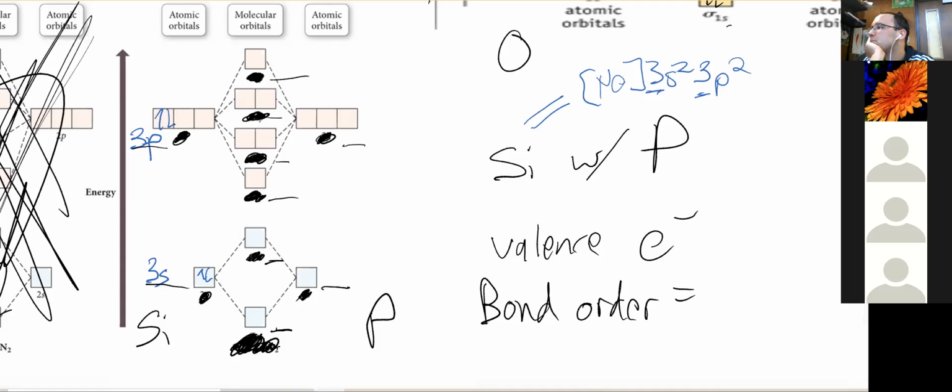And then I was looking at phosphorus. Well, let's finish silicon first. So what should our 3p look like for silicon? Just the first two boxes have one electron. Right, the first two boxes have one electron. Okay.